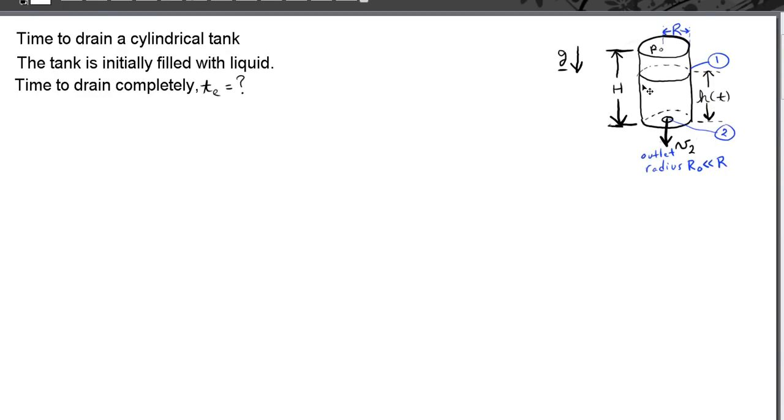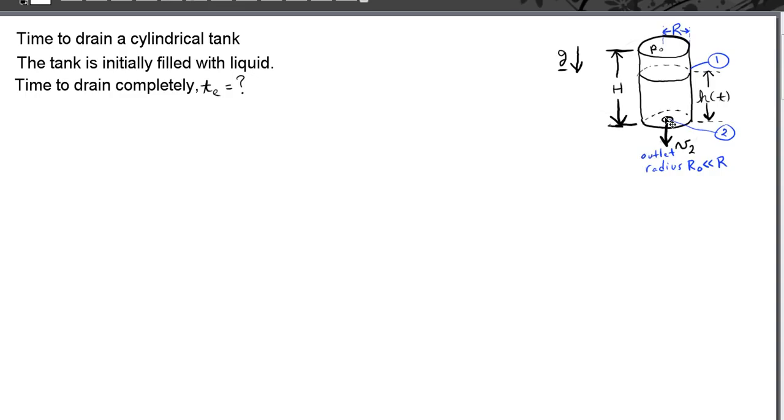So the first problem is shown schematically here. We have a tank of radius capital R and height capital H that's initially filled completely with liquid to the very top. The top of the tank is open to the atmosphere, which has pressure P naught. There's an outlet hole of radius R naught at the bottom of the tank, which is also, of course, open to the atmosphere. We assume that R naught is much smaller than the radius of the tank, so that the liquid level of the tank drops relatively slowly.